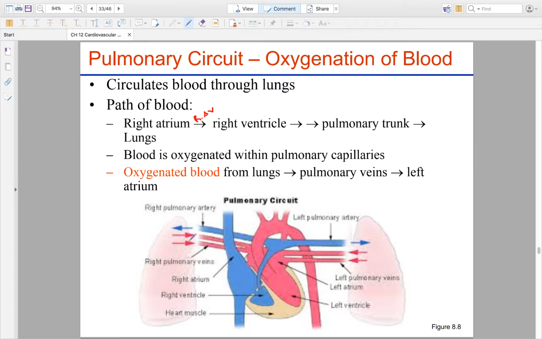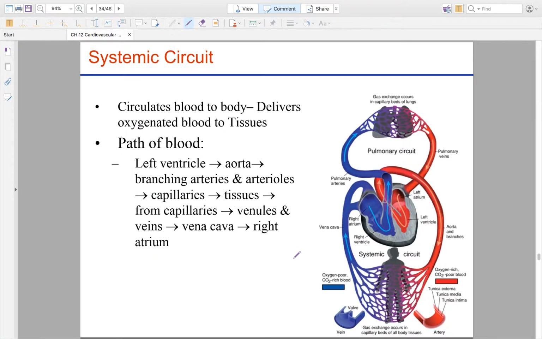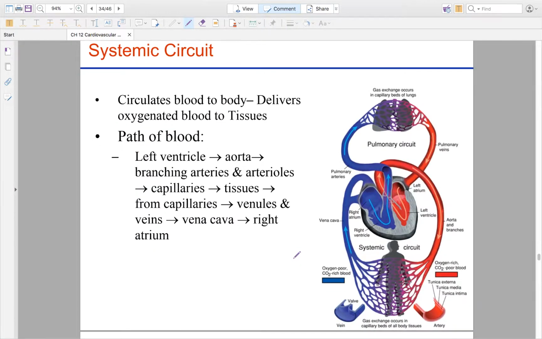And that's both the right pulmonary vein right here and the left pulmonary vein right here. And they both connect. This is a good picture because it shows how they both connect to the left atrium, and they will indeed deliver blood to the left atrium. Now this pathway is called the pulmonary circuit. Okay, which leads us to the next circuit, which is the systemic circuit.